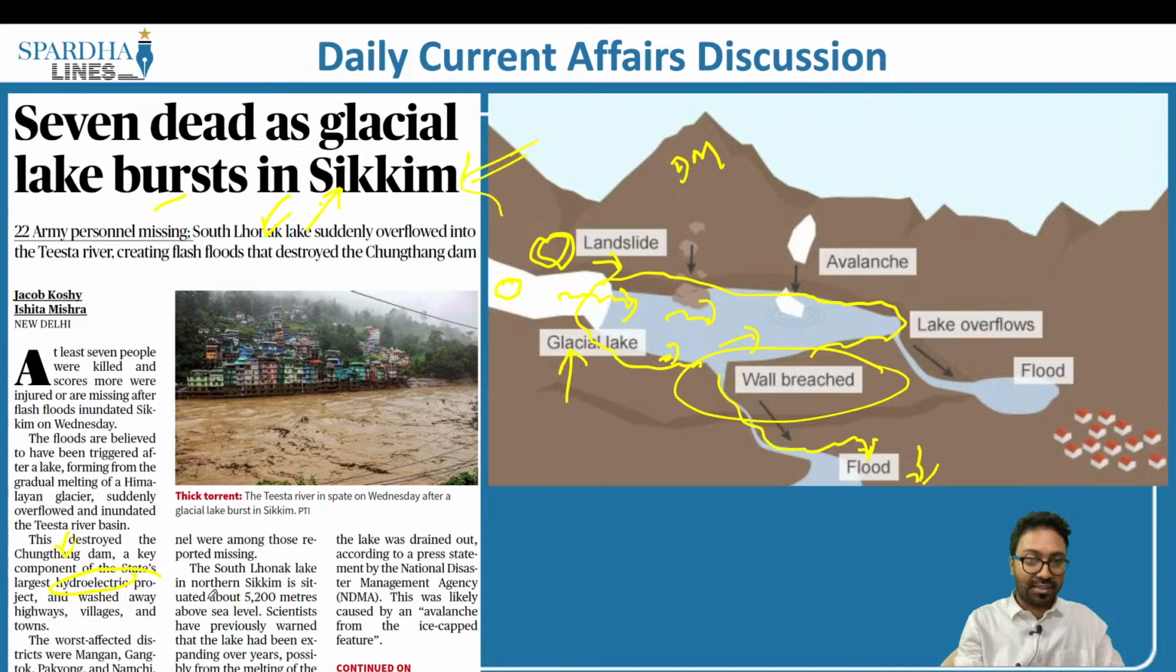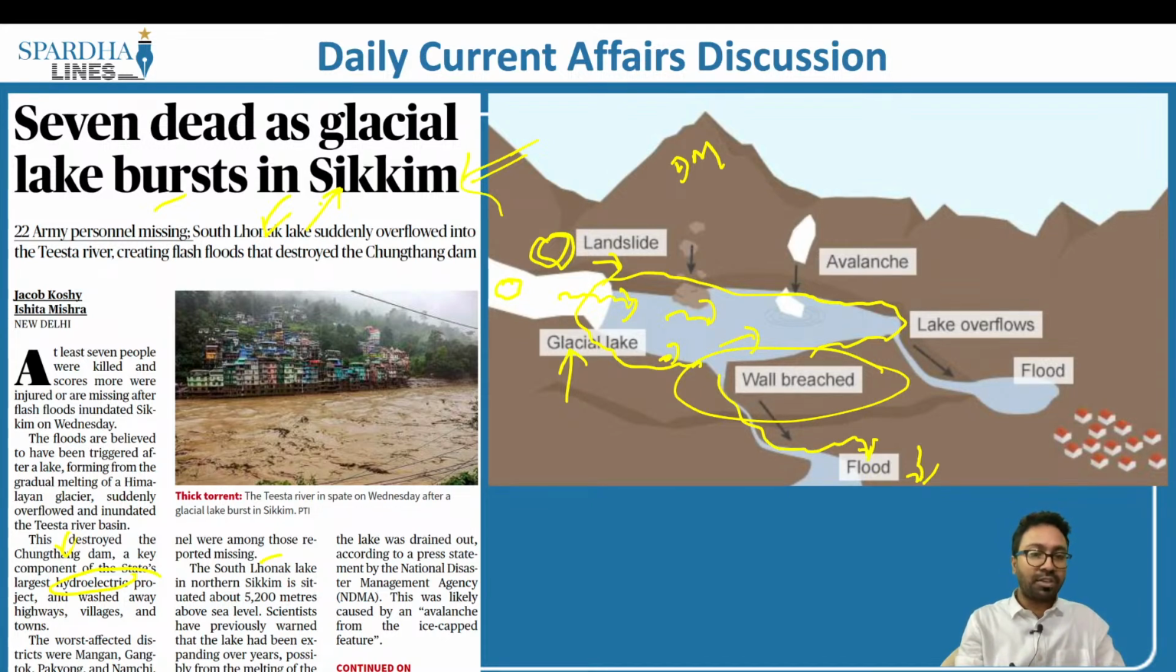The worst affected districts were Mangan, Gangtok, Pakyong, Namchi, and 22 Army personnel were among those reported missing. So the South Lohanak Lake in northern Sikkim is situated about 5,200 meters above sea level. Scientists have previously warned that this lake had been expanding over the years.